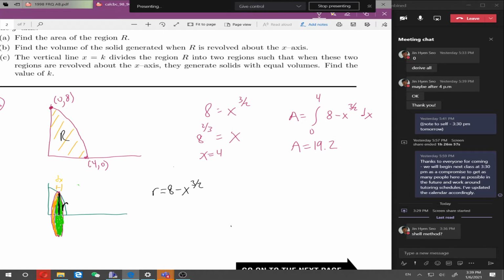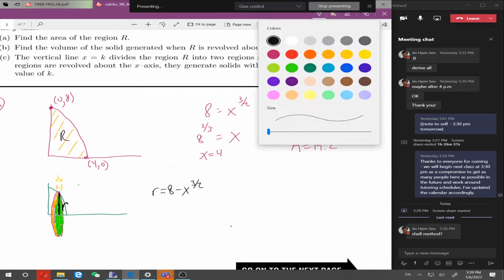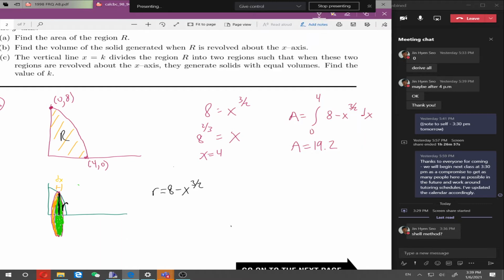If I wanted to create the volume of the disk that we have formed so far, then I would need an area, and I would need to multiply that times the width. What's the area of the circular cross-section right now? Two pi, the integral of 8 minus x to the 3 over 2 power. We're close. So 2 pi r would give us a circumference, the distance around a circle.